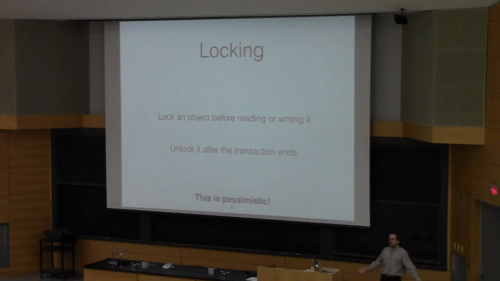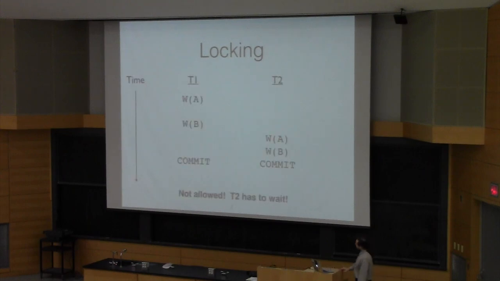Because there are many different schedules that would allow us to continue in spite of the fact that two transactions are trying to manipulate the same data. Let me give you a quick example. So I have two transactions here. Transaction one is being very, very slow. It performs a write to A and then a write to B, and then eventually it commits. And then in the meantime, after transaction one is done with all of its writes, transaction two comes along and starts writing to A and then writing to B, and it eventually commits as well.